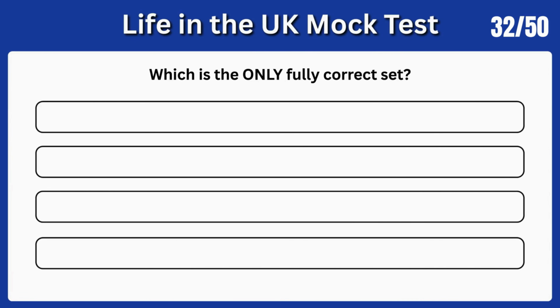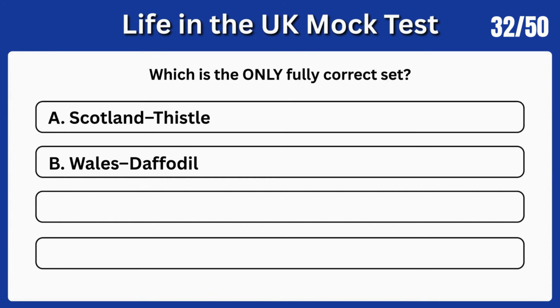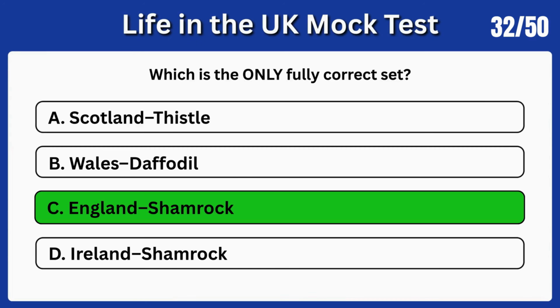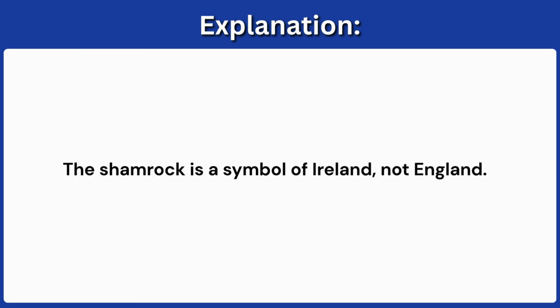Question 32. Which pairing is incorrect? A. Scotland, Thistle. B. Wales, Daffodil. C. England, Shamrock. D. Ireland, Shamrock. The correct answer is C. Explanation. The shamrock is a symbol of Ireland, not England.